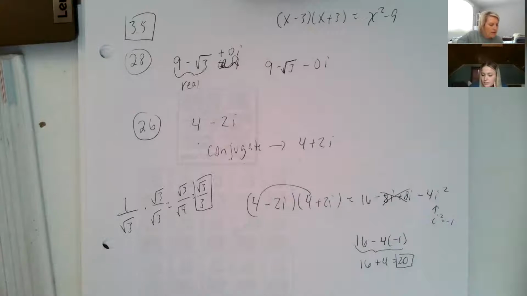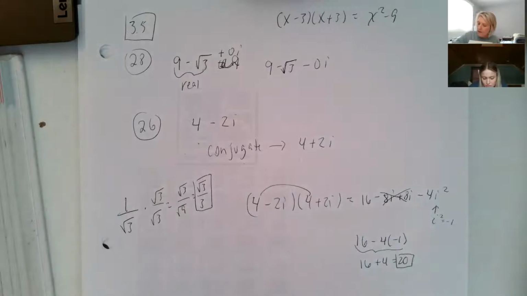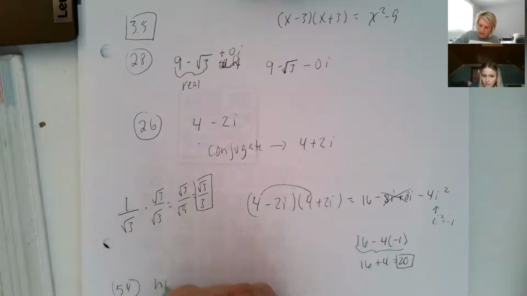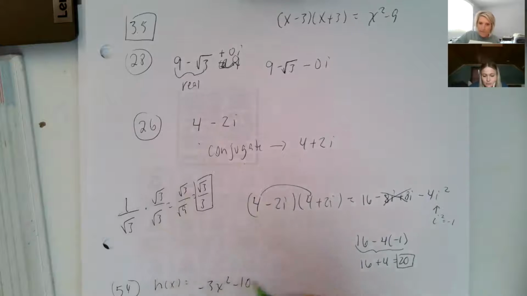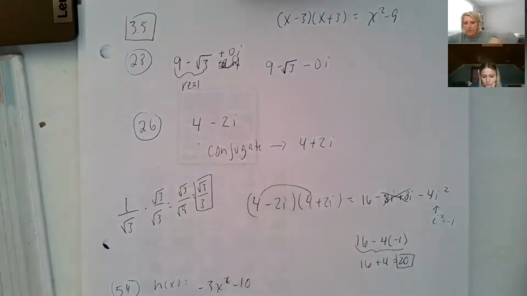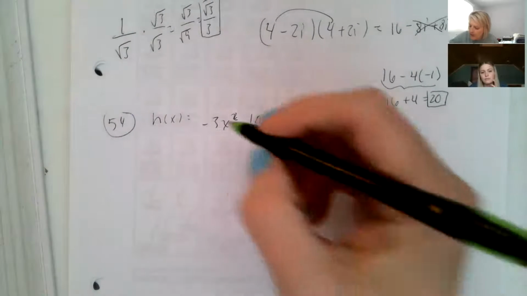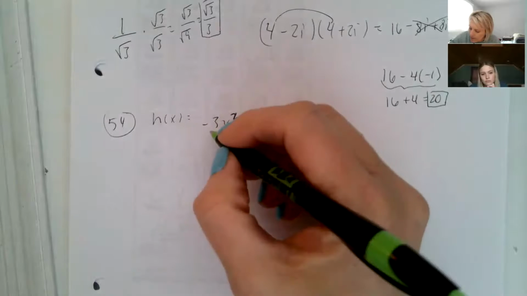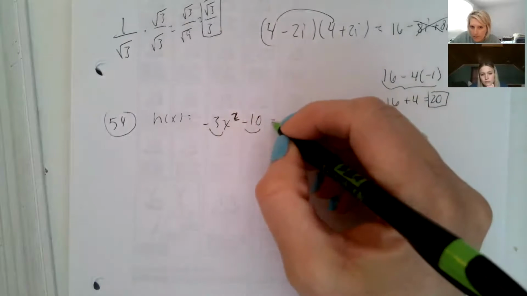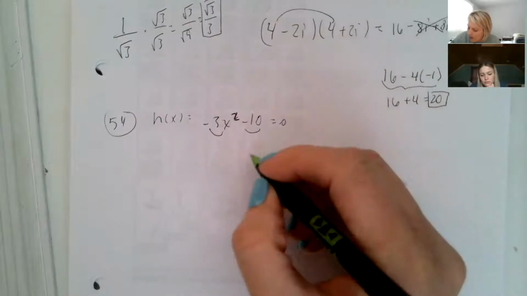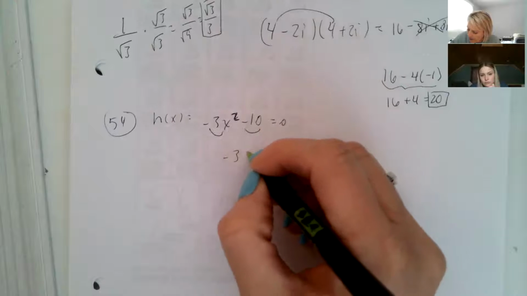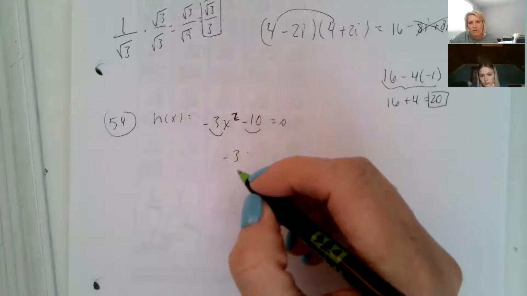54 says compute the zeros of each quadratic function. Because it is only 2 terms, you can just set it equal to 0 and solve for the 0. So by adding 10, oh no.